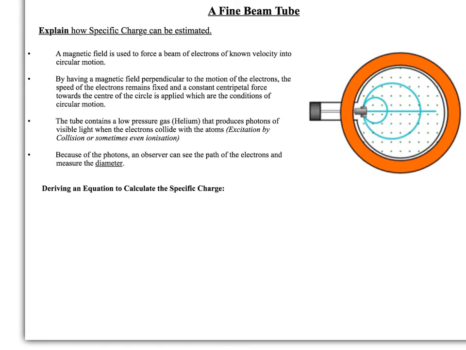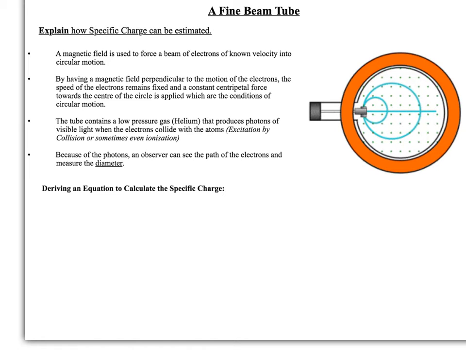So if I look at the first way for measuring a specific charge, let's have a look at the setup we've got here before we discuss what we're looking at. We've got an electron gun firing electrons at a known velocity. They enter this region, which is filled with helium gas at fairly low pressure, and a magnetic field is being applied into the page, so it's perpendicular to the beam of electrons entering.